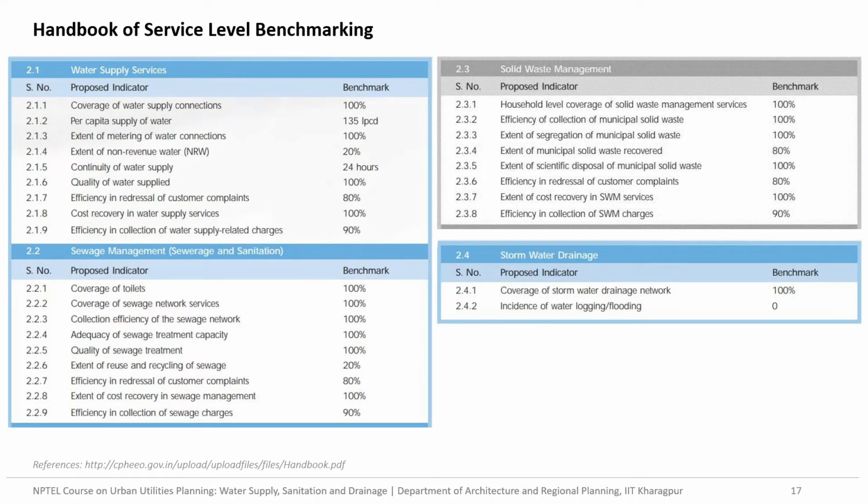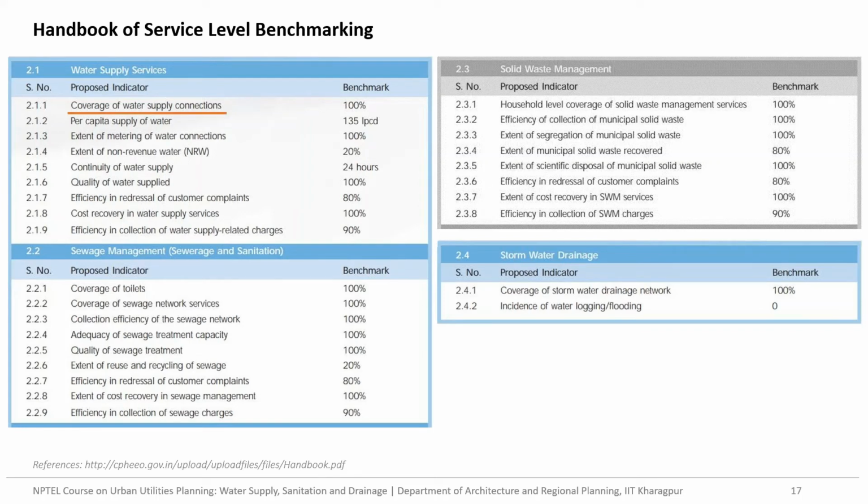This handbook of service level benchmarking by CPHEEO provides four major sets of benchmarks. One is for water supply services, second for sewage management or sewerage and sanitation. Third is for solid waste management, which is not part of the purview of this course. However, it is being provided by CPHEEO, as well as stormwater drainage. Under each of these, say water supply services, we have 9 indicators which are calculated to determine how much is the level of service in a particular urban local body.